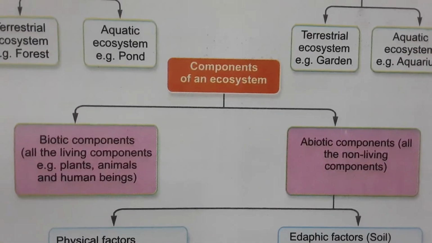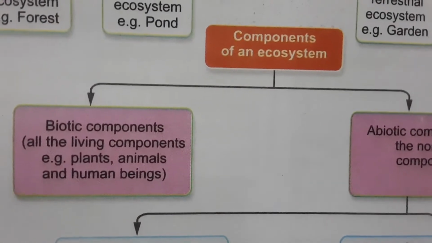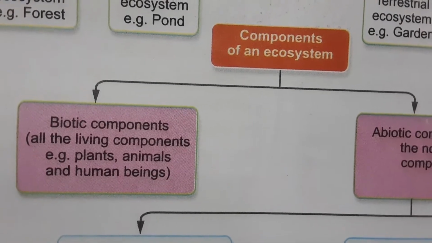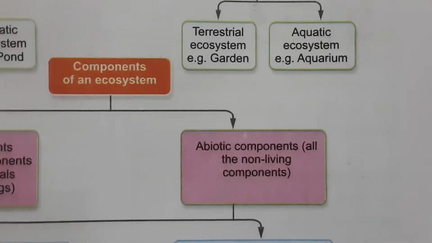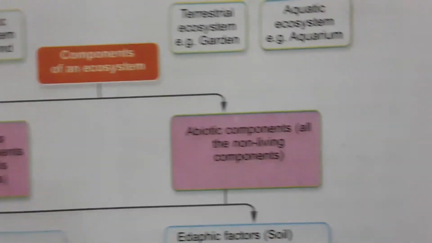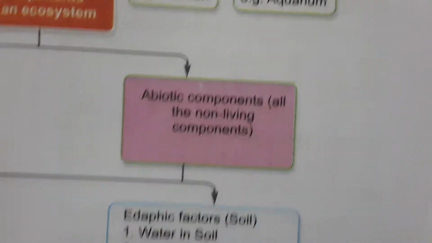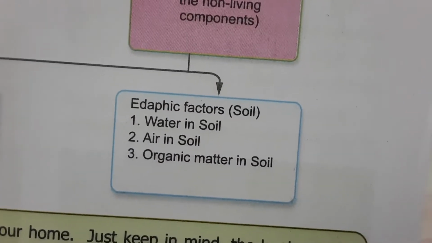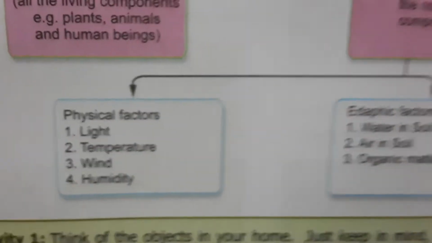And components of ecosystems are biotic components and abiotic components. Biotic components are nothing but the plants, animals, human beings, like that. All the living things come under this heading. Whereas the abiotic factors are the rest, other than plants and animals, that is all the non-living components. What are they? Water in soil, air in soil, organic matter in soil, like that. And light, temperature, wind, humidity, all come under the abiotic factors.